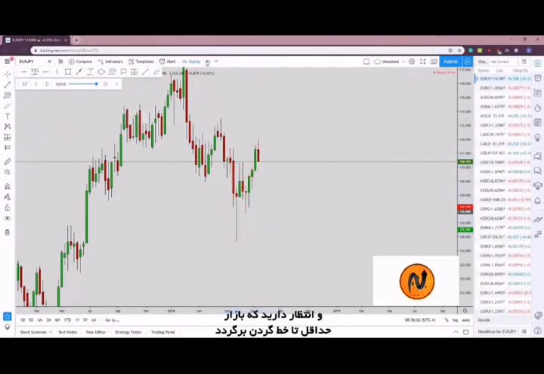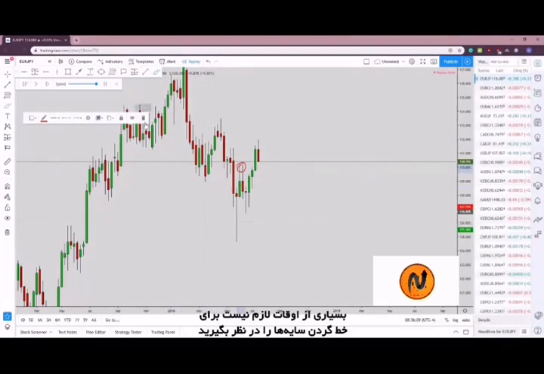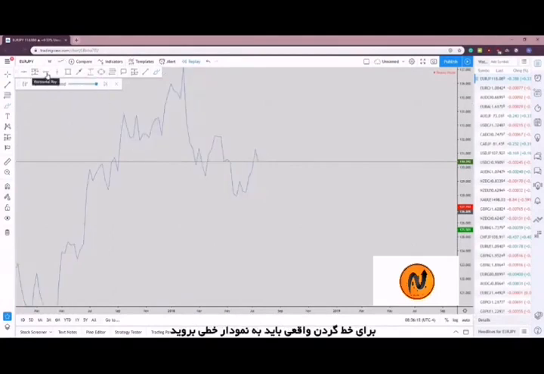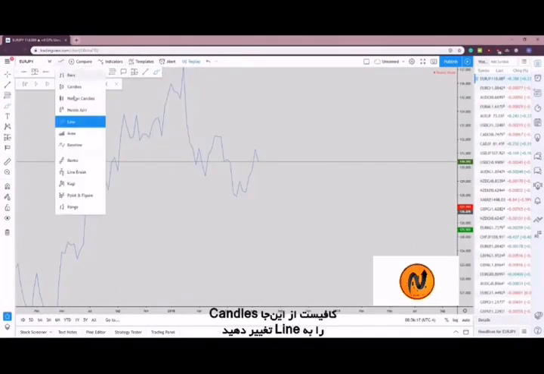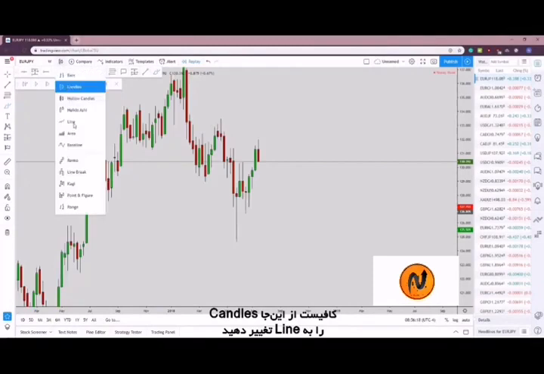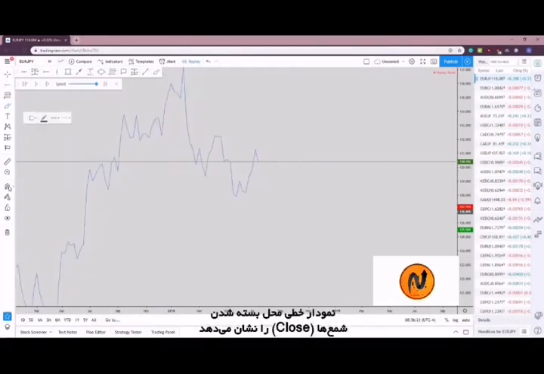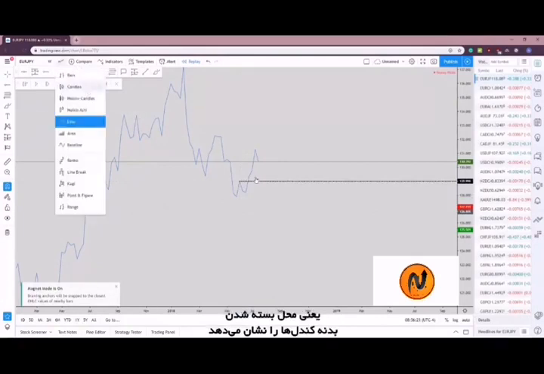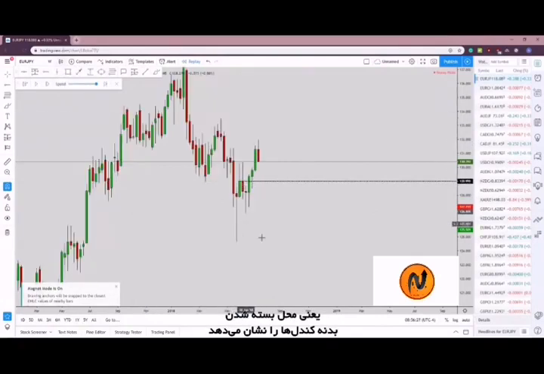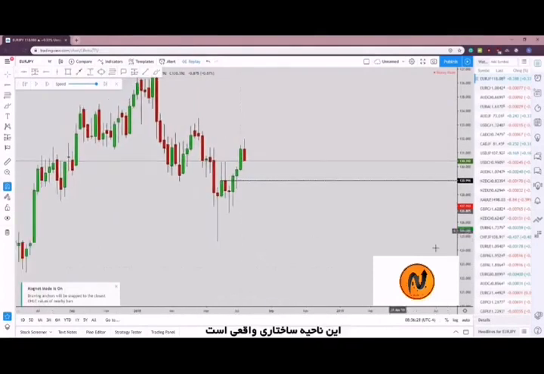Now let's speak about something. Most of the times the neckline, you don't have to consider the wicks. The wicks are not the neckline, especially when the wicks are this long. For the real neckline, you have to go to the line chart. You just go here and switch from candles to line. The line chart will give you the closes. Now what do I mean by the closes? The market will give you when the bodies of the candles start, and that is the real structure area.